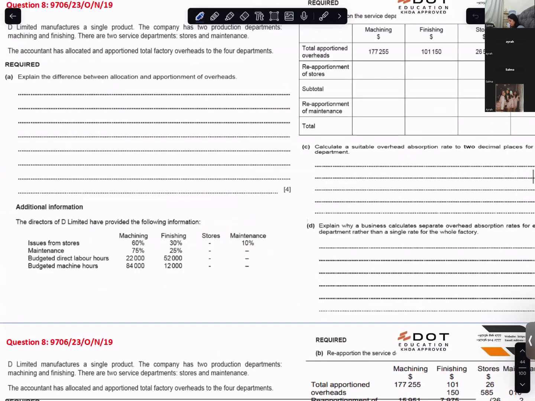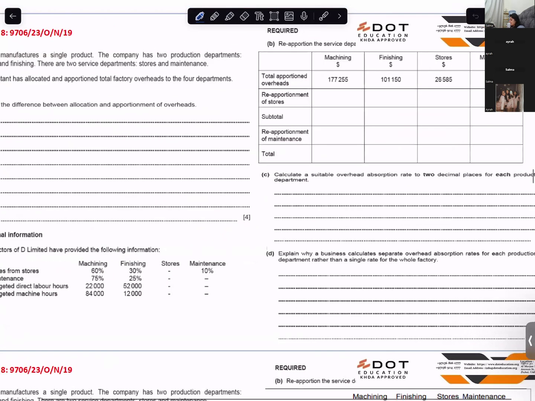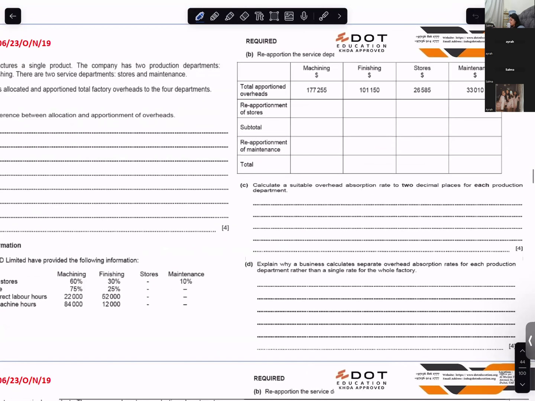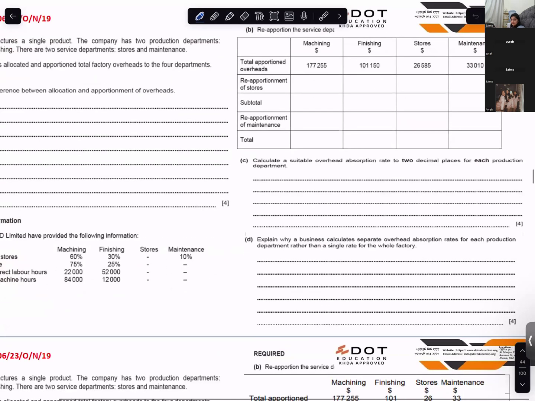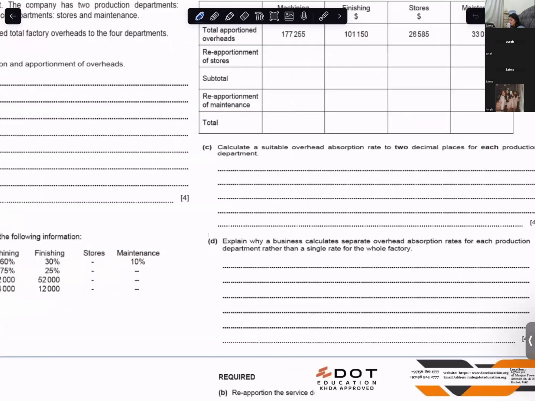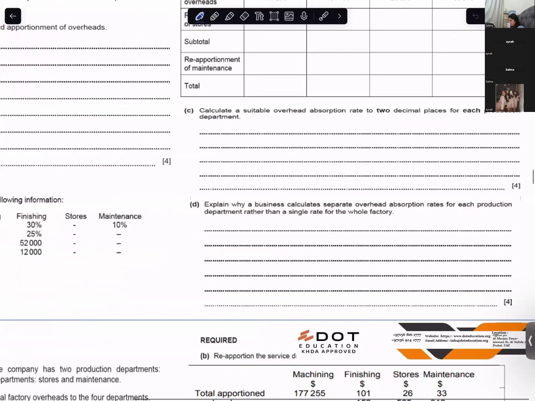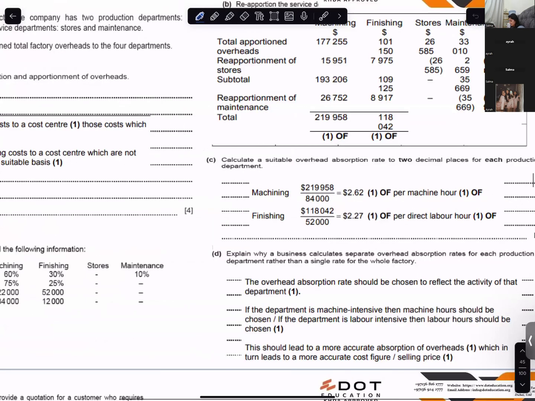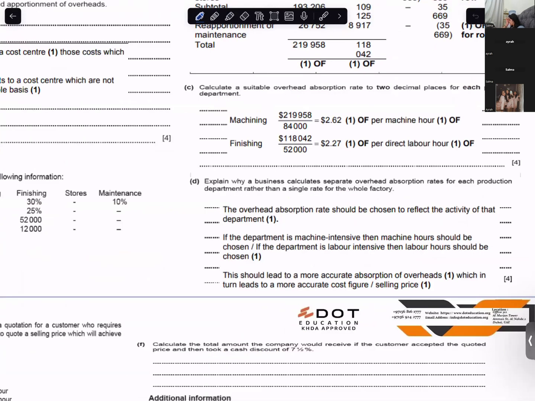Okay. Explain why a business calculates a separate overhead absorption rate for each production department rather than a single rate for the whole factory. Because you're supposed to reapportion the service departments. I have two production departments, P1 and P2. So I am going to calculate a separate OAR for production department 1, and a separate OAR for production department 2.